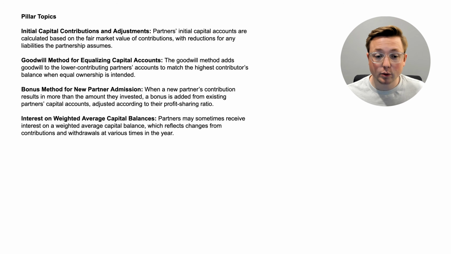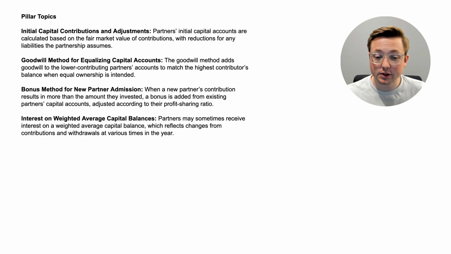Next, let's talk about the Goodwill method. The Goodwill method adds goodwill to the lower contributing partner accounts to match the highest contributor's balance when equal ownership is intended. So remember, basically you take the highest contribution, the person with the highest initial capital, and you're bringing everybody else up to the same amount with goodwill.